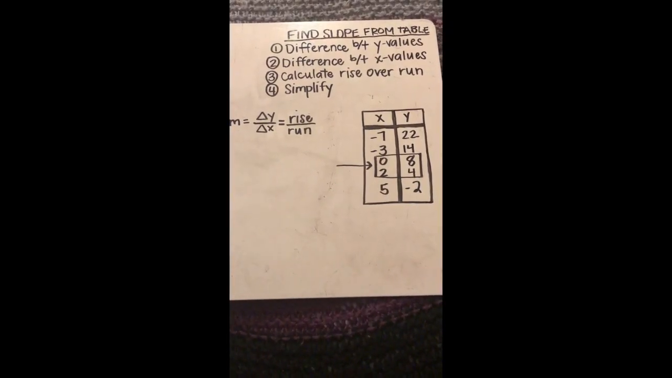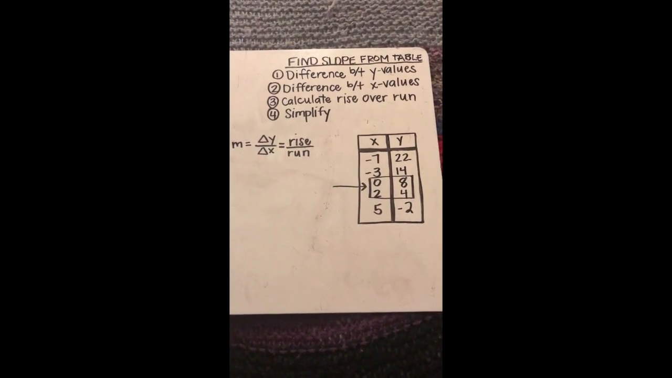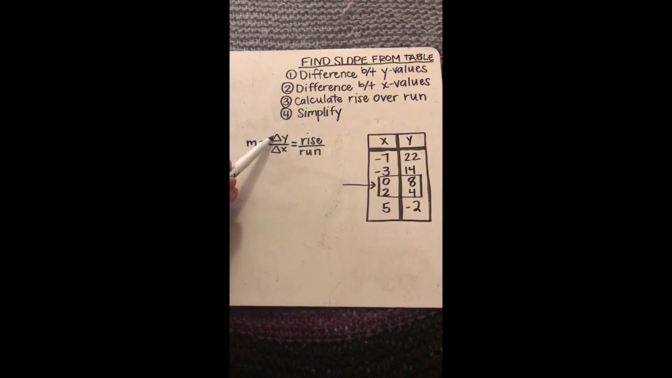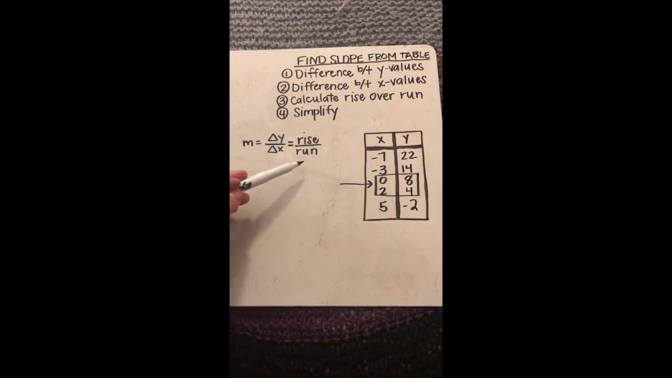All right, so let's review finding slope from a table, which we have a lot of practice with, but let's just do one more example together. So in your notes for finding a slope from a table, our steps are: find the difference between 2 y values, find the difference between x values, calculate rise over run, and simplify. So remember, m is the slope, which is the change in y over the change in x, which is rise over run.